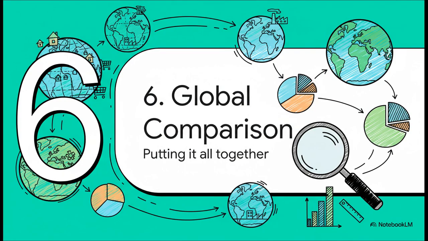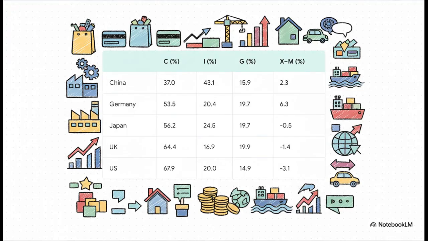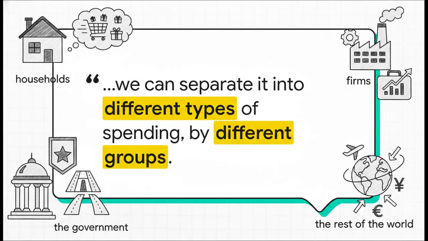All right, let's put all these pieces together and see what they tell us. By looking at the share of each component, we can get a really clear snapshot of what makes different economies tick. This table really highlights how different the economic structures are around the world. You can see the US economy is overwhelmingly driven by consumer spending at nearly 68%. Now contrast that with China, where investment makes up a massive 43% of their GDP. And then you have Germany, which really stands out with a big trade surplus, meaning net exports actually add to its GDP. So ultimately, as core economics puts it, this formula is an incredibly powerful framework.